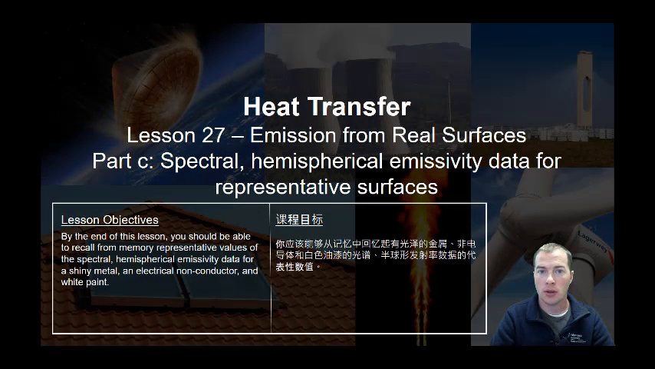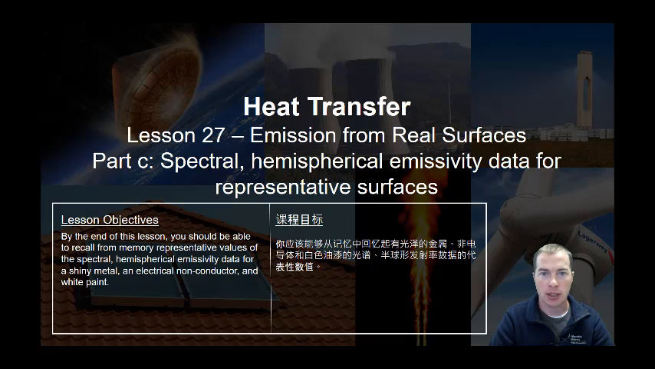This is the third part of Lesson 27 in heat transfer. In Lesson 27, we have been discussing thermal radiation emission from real surfaces. In this part of the lesson, I will present representative property data for real surfaces.